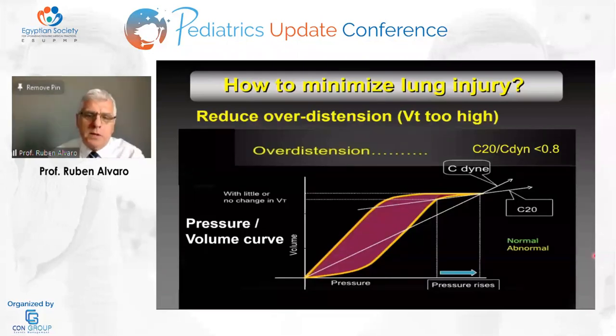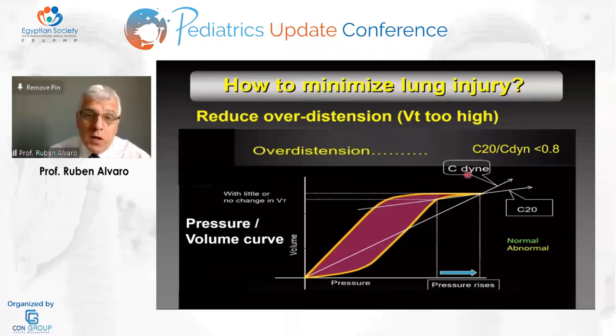This is the loop that we use to relate pressure here on the bottom, the horizontal axis, with volume in the vertical axis. And this is inspiration, this is expiration. Okay? As you can see, at the end of this curve, you see a beak here. That means that the compliance at the end of this curve has changed. It's become worse, it's more flat. You need more pressure to produce less volume. So most of the new ventilators will actually measure the relationship between the compliance of the last 20% of this curve with the total compliance of this curve. And that's called C20 over C dynamic, okay?